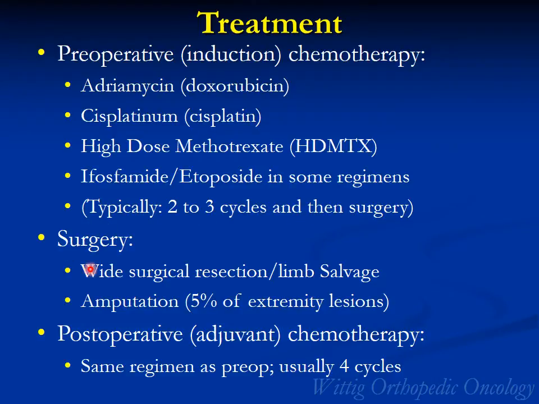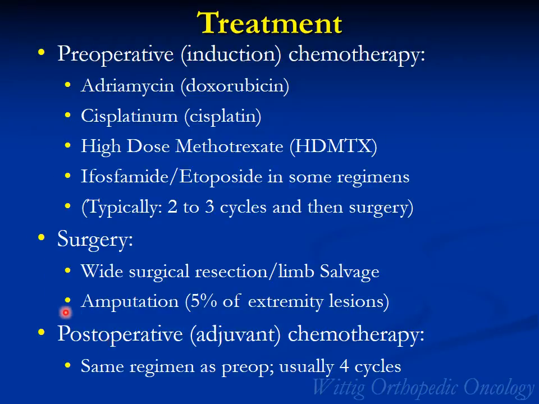In terms of surgery, most patients are capable of undergoing limb salvage surgery or wide surgical resection and reconstruction. Approximately 5% of patients require amputations for either recurrences or tumors that have been heavily irradiated, or tumors that have not responded to chemotherapy, or tumors that are extremely massive in size.